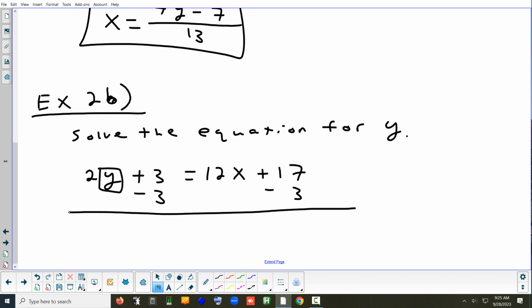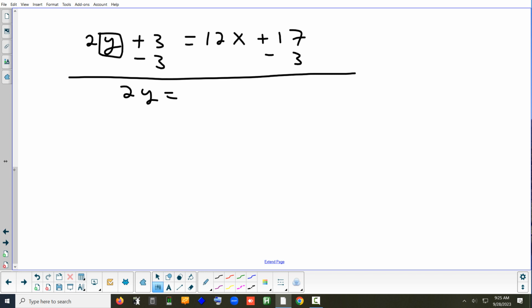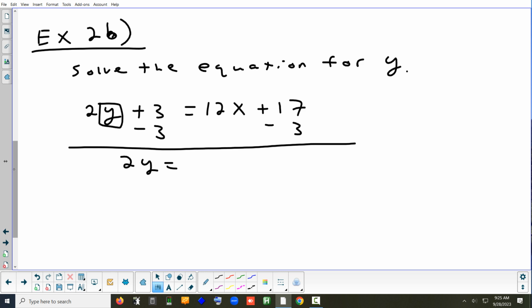Okay, can anybody tell me what my equation would look like at this step? What would be on the left and then what would be on the right? 2y is on the left. Yep, equals 12x. Yep, 12x. Haven't done anything with the x yet. Plus 14. Okay, so now look at it and ask yourself, is the y by itself? No. Okay, then we need to keep following the steps in SAM till we get it by itself.